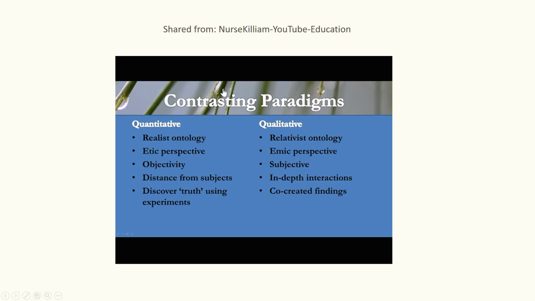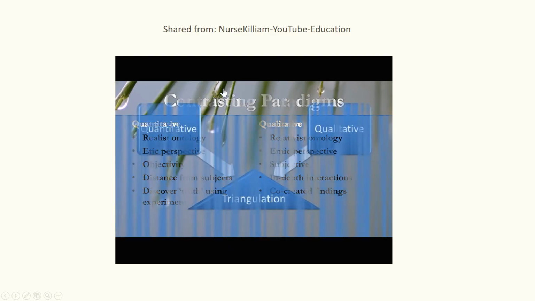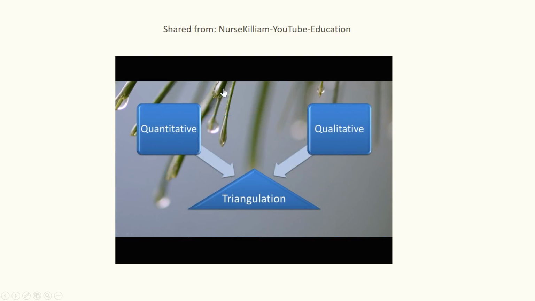However, they can be used together. Triangulation is another approach that utilizes both quantitative and qualitative methods to answer research questions. This triangulation assumes that the researcher does not view one method as superior to the other. Results are considered complete and contextual. Although there are many challenges to using triangulation, results are arguably more comprehensive.